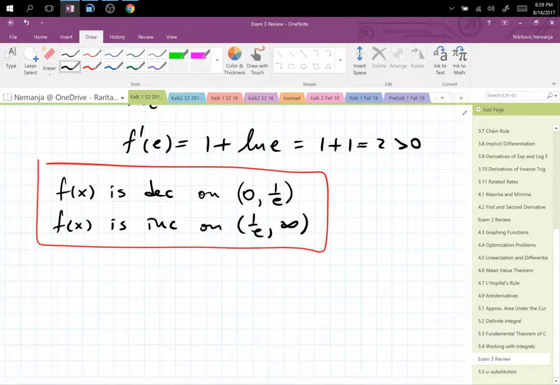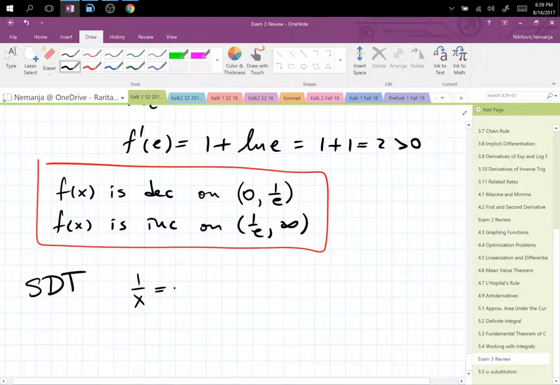The next part is the second derivative test. We are taking our 1 over x and we set that equal to 0. And that has no solution. And because it has no solution, that means there are no inflection points.